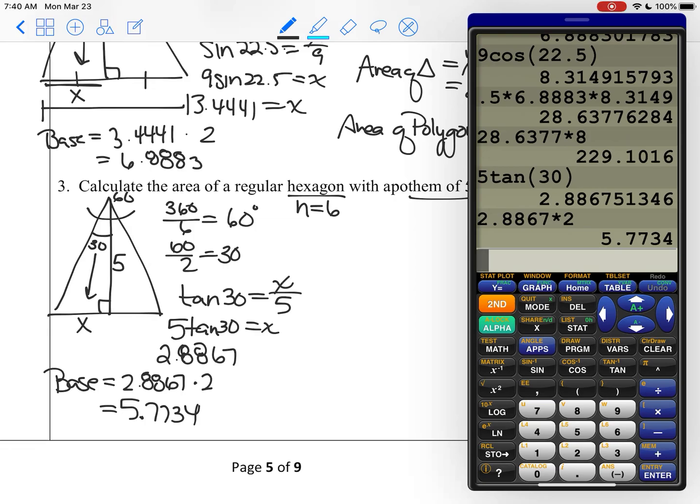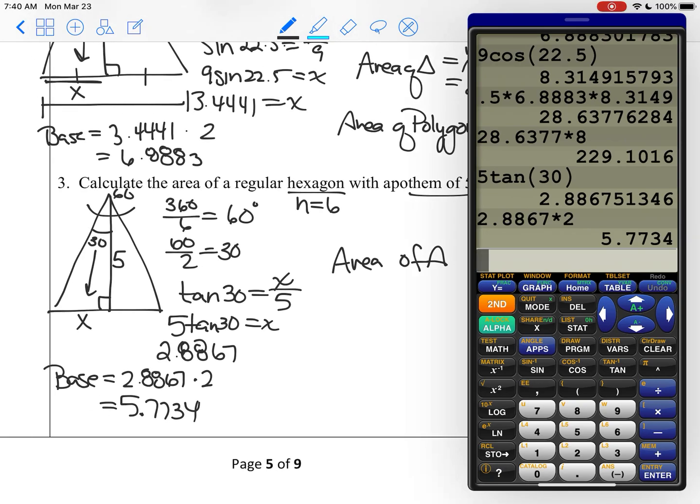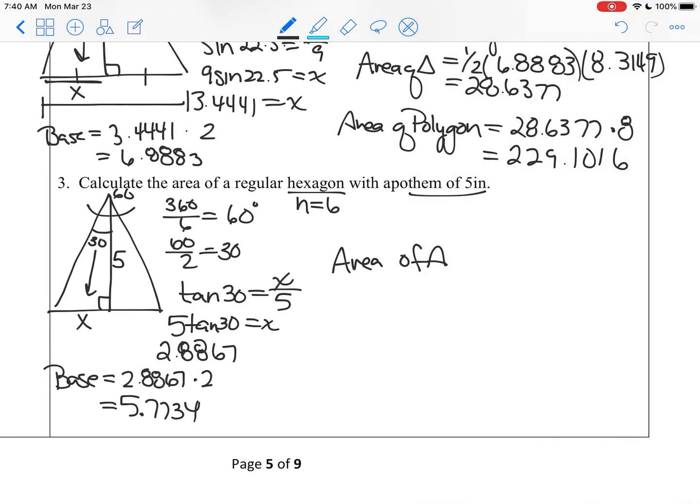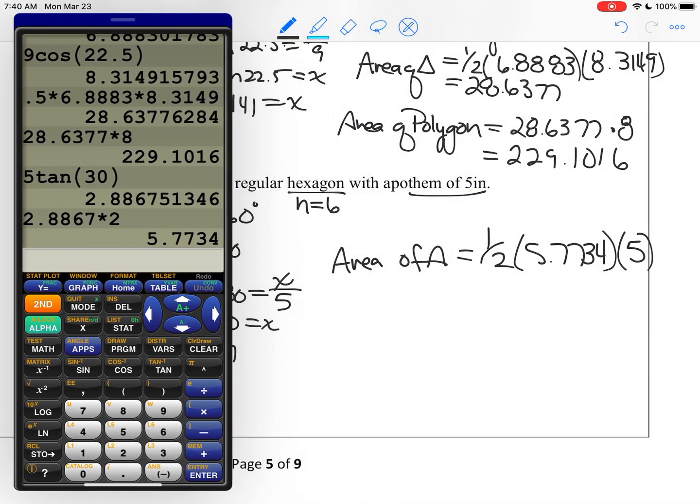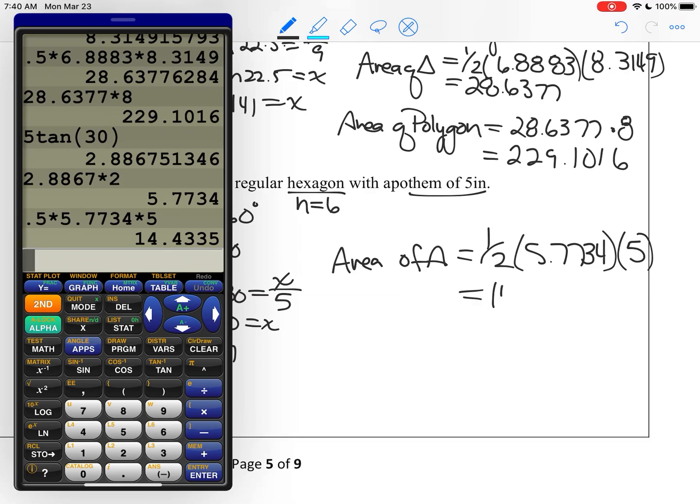Now, to get the area of our triangle, I'm going to move my calculator off to the side. Equals 1/2 times my base times the height of the triangle, which is 5. Now I'm going to pull my calculator out. 0.5 times 5.7734 times 5. And it gives me an area of 14.4335.